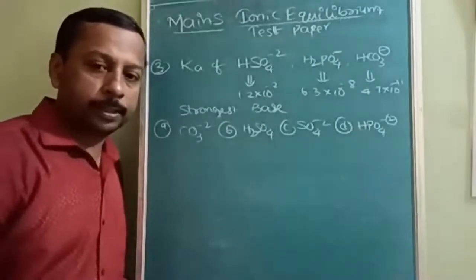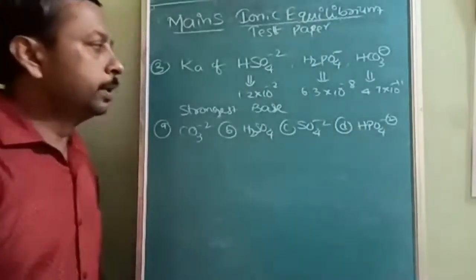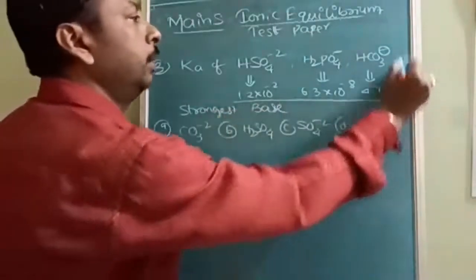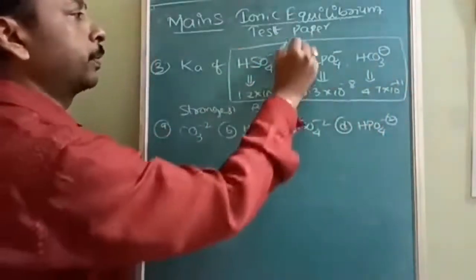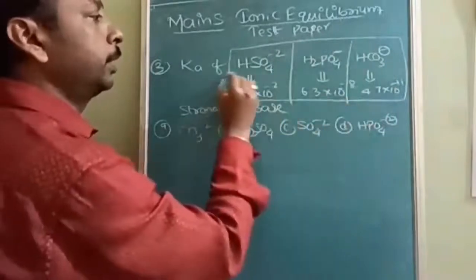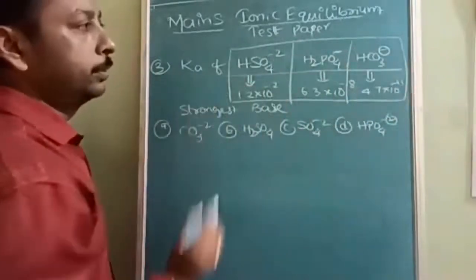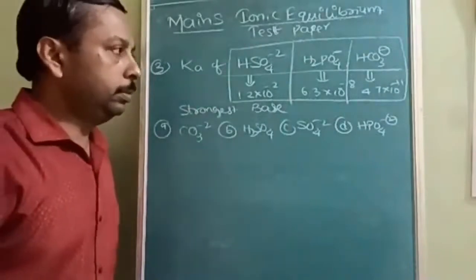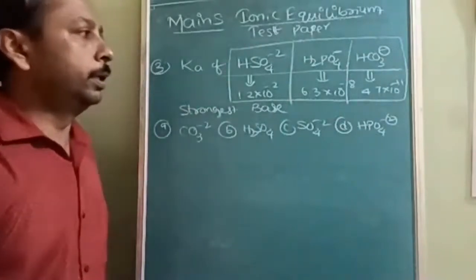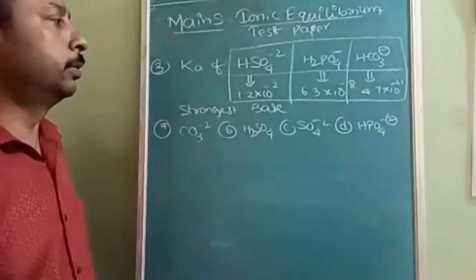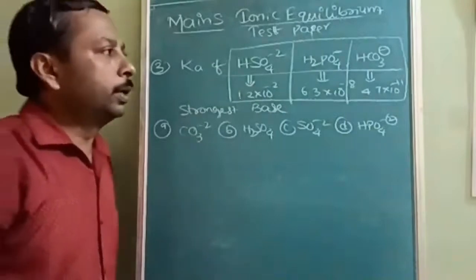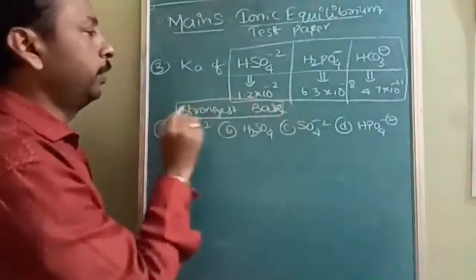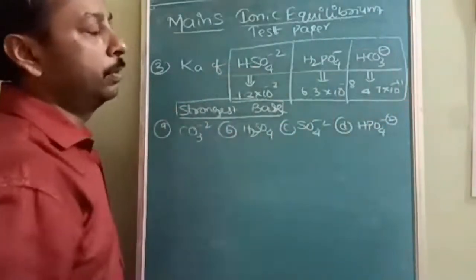Okay, this is just like the previous question, but the way of asking is different. Here, the values are also given. As per the Ka value, the higher the Ka, the stronger the acid. So for the strongest base, what we have to select? The weakest acid we have to select.